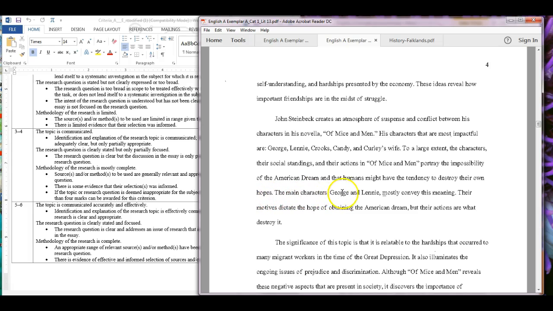The main characters, George and Lenny, mostly convey this meaning. Their motives dictate the hope of obtaining the American dream, but their actions are what destroy it.